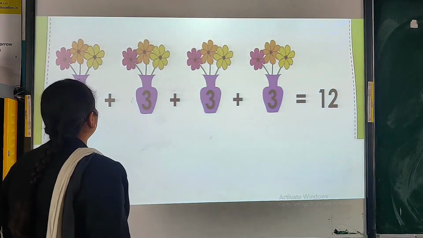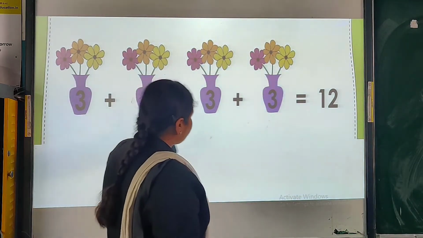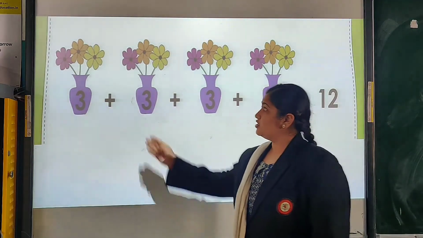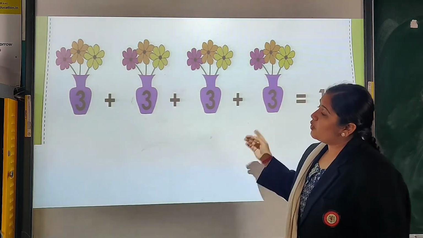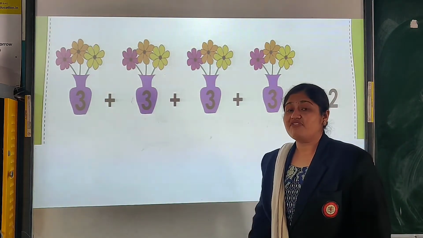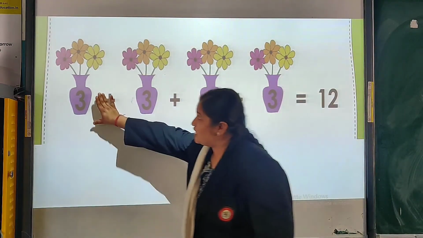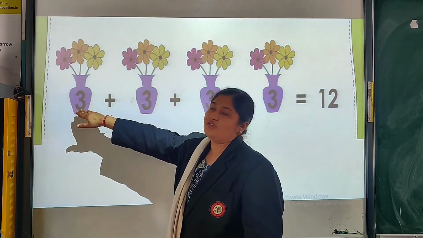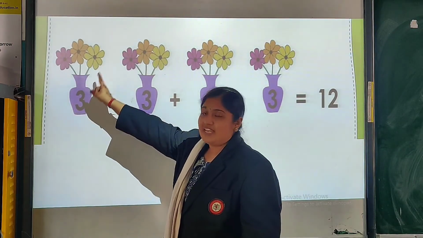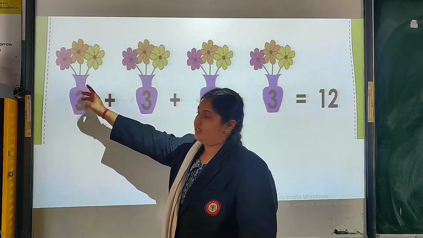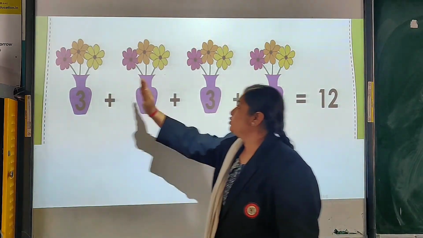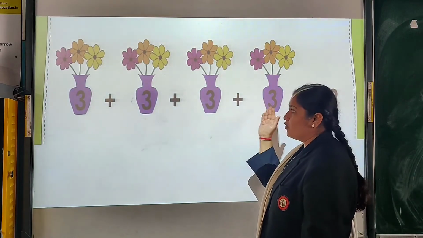Okay, so now here, a flower vase is there, right? There are flower vases, and how many, students? 4, right? Now in each flower vase, how many flowers are there? 1, 2, 3. Right? Here it is written, 3. 1, 2, 3. In one flower vase there are 3 flowers. Right? And how many flower vases do we have, dear students? 1, 2, 3, 4. Right?